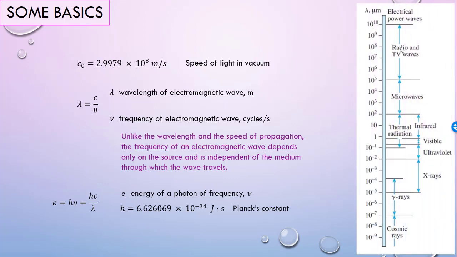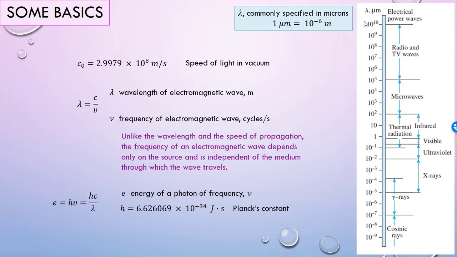Over here on the right, we have a figure that breaks out the bands of electromagnetic radiation by their typical names: radio waves, microwaves, X-rays, etc. The figure is listed in terms of wavelength, and the wavelength unit is microns, where 1 micron is equal to 10 to the minus 6 meters.